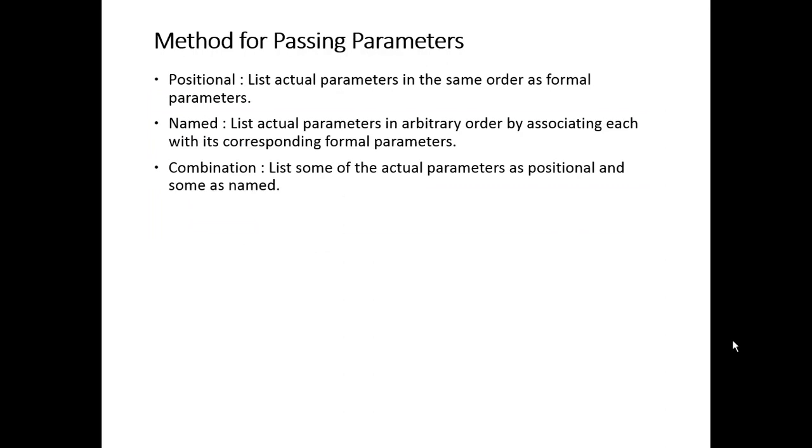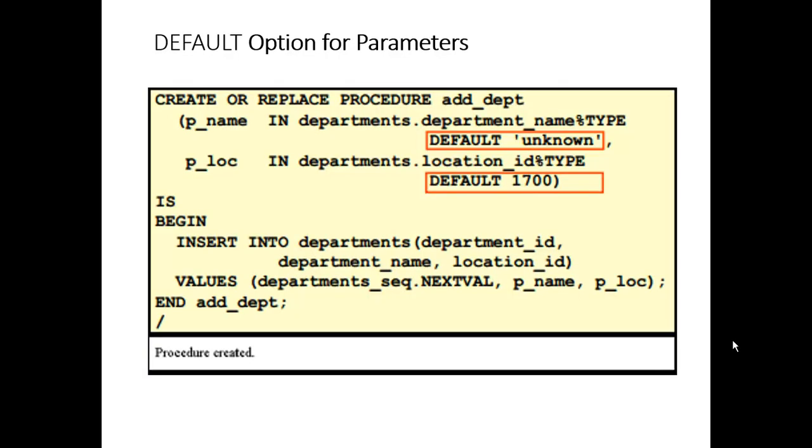And methods for passing parameters. Positional: list actual parameters in the same order as formal parameters. Named: list actual parameters in arbitrary order by associating each with its corresponding formal parameter. And the last is a combination: list some of the actual parameters as positional and some as named. And this is the example about the default option for parameters. You can try this source code in your Oracle workspace or maybe in the console.